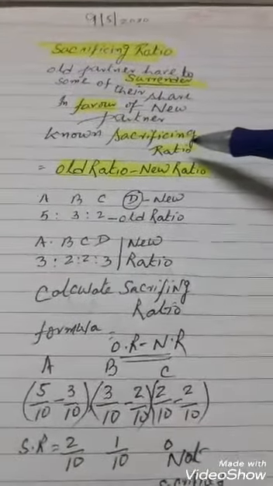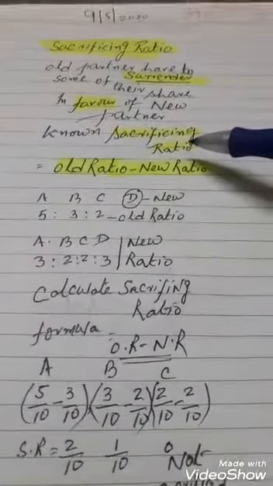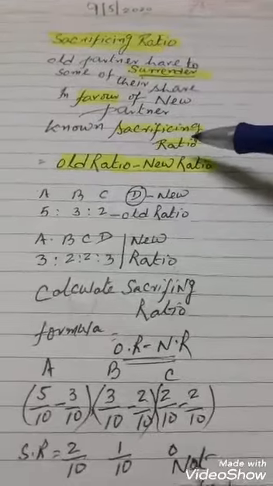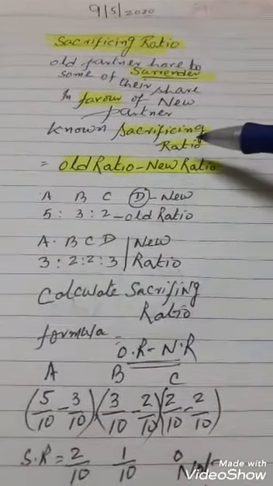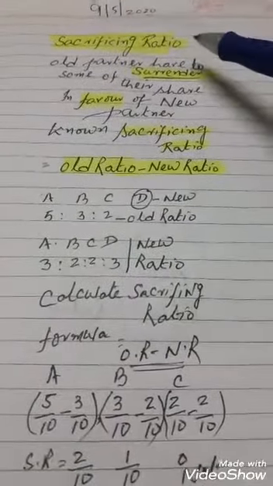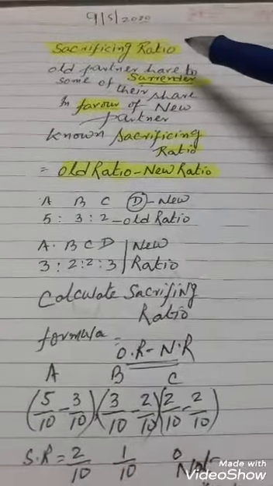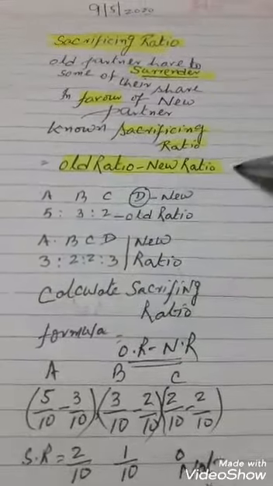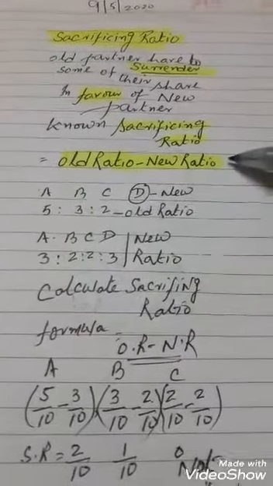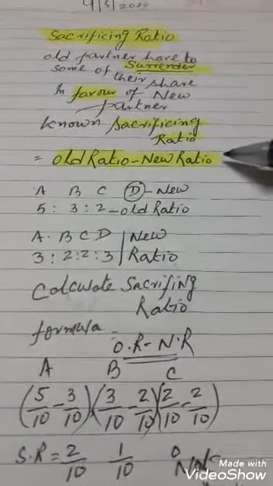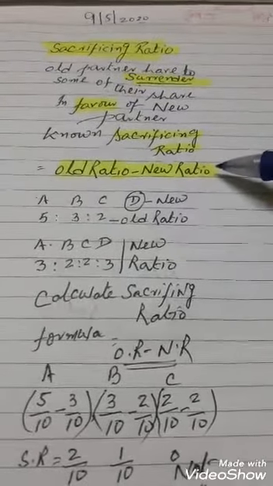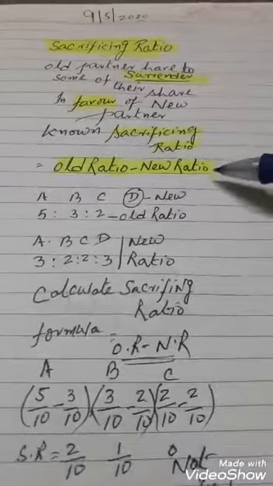Naturally, when he is coming into the partnership firm, he wants a certain share, and that certain share is given by the old partners, or the old partners surrender a certain ratio. That is known as sacrificing ratio. The formula of sacrificing ratio is old ratio minus new ratio. What is the formula? Sacrificing ratio equals old ratio minus new ratio.